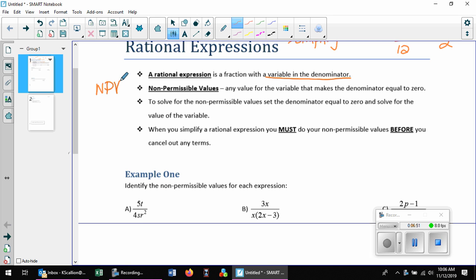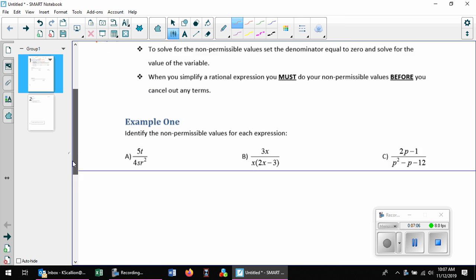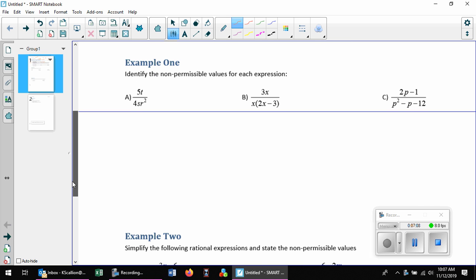When you simplify a rational expression, you must do your non-permissible values first. So the first thing we do is our NPVs. Then we do any of our simplifying. You guys ready? All right, so we are going to identify our non-permissible values for each expression. These are the hardest for people to grasp. You get flashbacks to radicals.